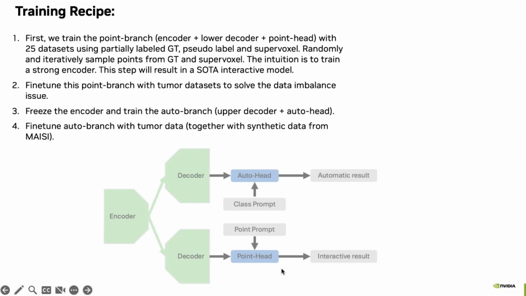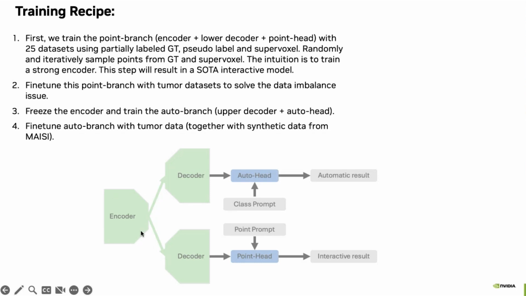After training this, we will have problems because there are not enough tumor data sets. The class imbalance is big. So we fine-tune the point branch with the tumor data set to solve this data imbalance issue.